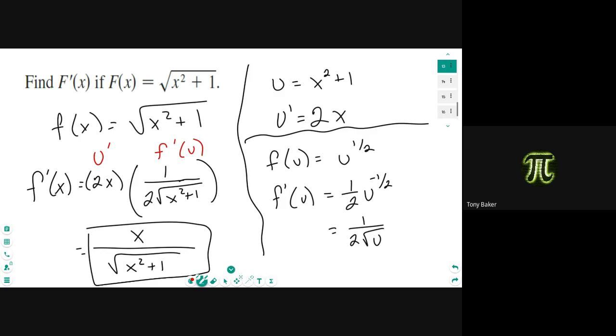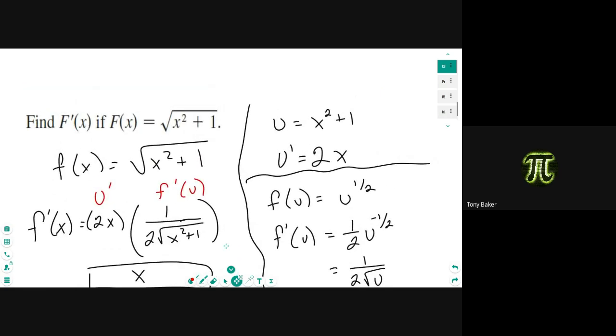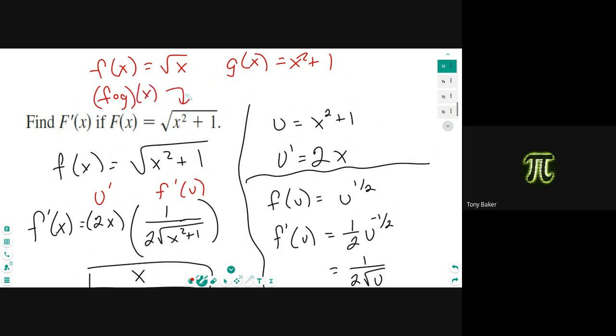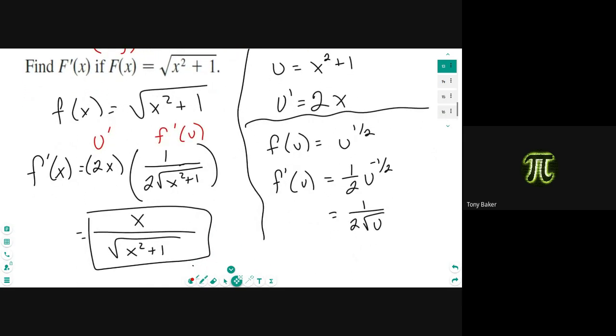But yeah, this was that rule where it's like, okay, what's the function inside the function? So this was the problem from your pre-calc class. You just said, well, f of x is the square root of x, and g of x is x squared plus 1. And then that would have been f composed of g of x. That's literally why we do composite functions. It's for this stuff in calculus. So there was a reason for it all.